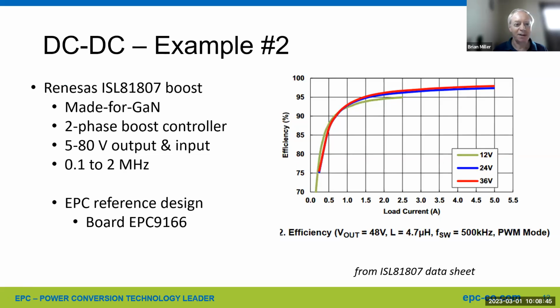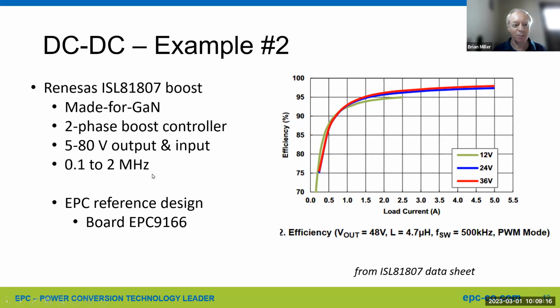Second example is from another controller company, Renesas, the ISL81807. This is a dual phase boost converter. So in a lot of cases, if you have a battery, say the battery is 6 volts, and you need some higher voltage to run motors or higher voltage to do something else. In audio, you need higher voltage to get enough voltage to run the amplifiers. There's all different types of applications in consumer.